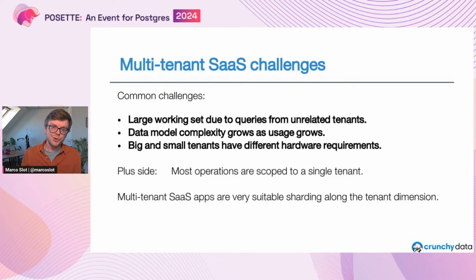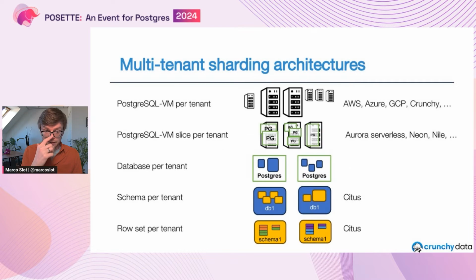But most workloads also have some redeeming quality, something that makes it a little bit easier to deal with. For multi-tenant apps, that's basically the fact that most of the operations, sometimes all of the operations, are scoped to a single tenant. And what that means is that software as a service is supremely suitable for sharding. As long as I put all of the data for a specific tenant on the same machine, all the operations for that tenant can be handled by that machine, and for a different tenant can be handled by a different machine. And there's actually many different ways to shard a multi-tenant app.